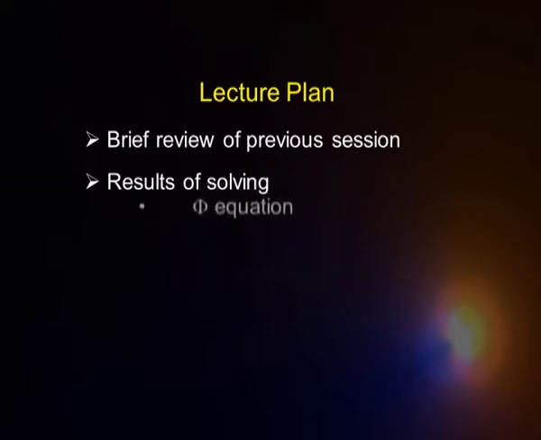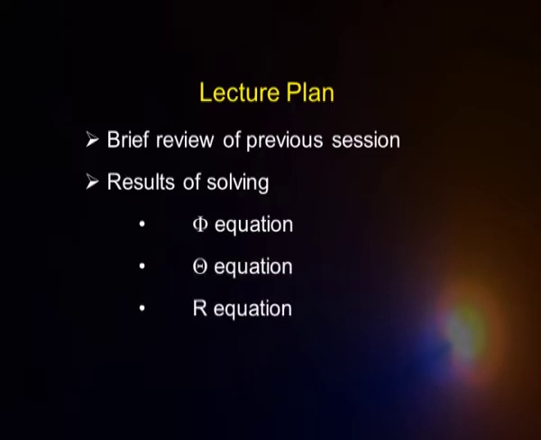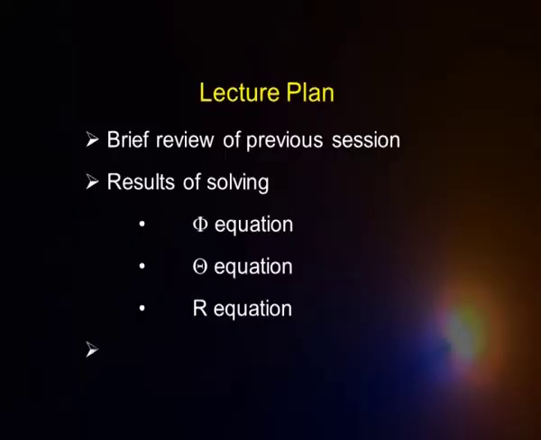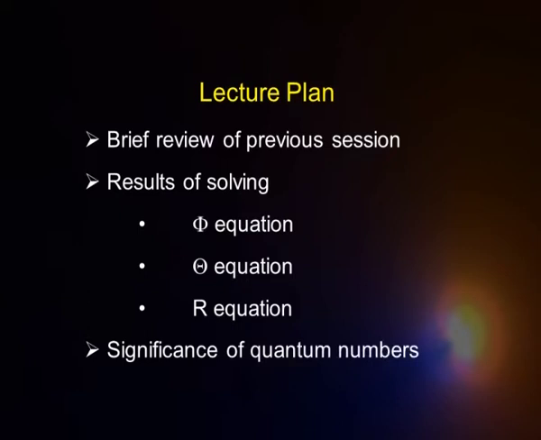which we got from the previous session, that is the phi equation, theta equation and r equation, we'll talk about what kind of results we get and what is the significance of those results. That is the main plank of today's session. Thereafter, we will learn about the significance of the quantum numbers which we get in the process of solving the Schrodinger wave equation, the three components of that. That is what I'm going to talk about in today's session.